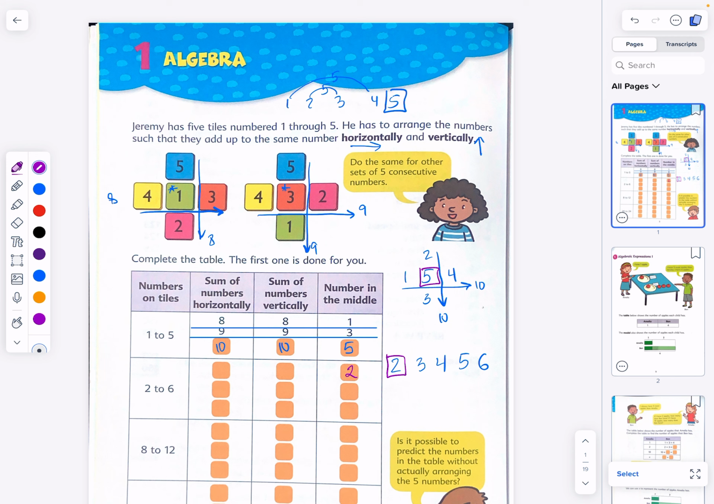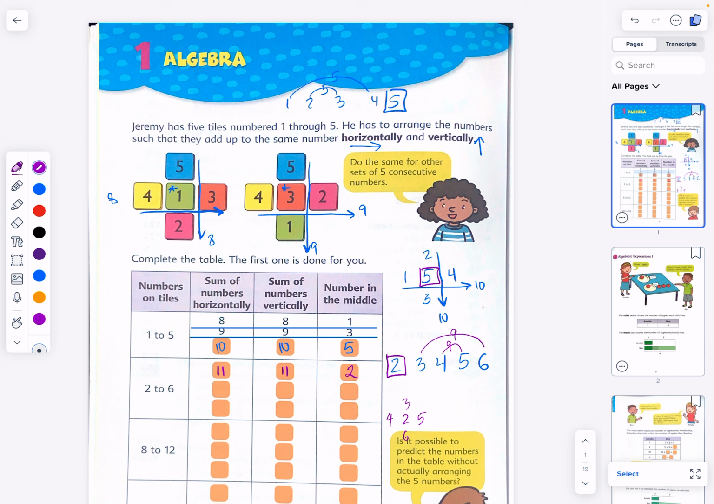Let's consider this. If the tile in the middle is number 2, then the 2 tiles surrounding it can be 3 and 6 because they add up to 9, and also 4 and 5. They also add up to 9, such as this, right? 2 is in the middle, 3 and 6 going up and down, and 4 and 5 going left to right. So we would have 9 plus 2, the sum would be 11.